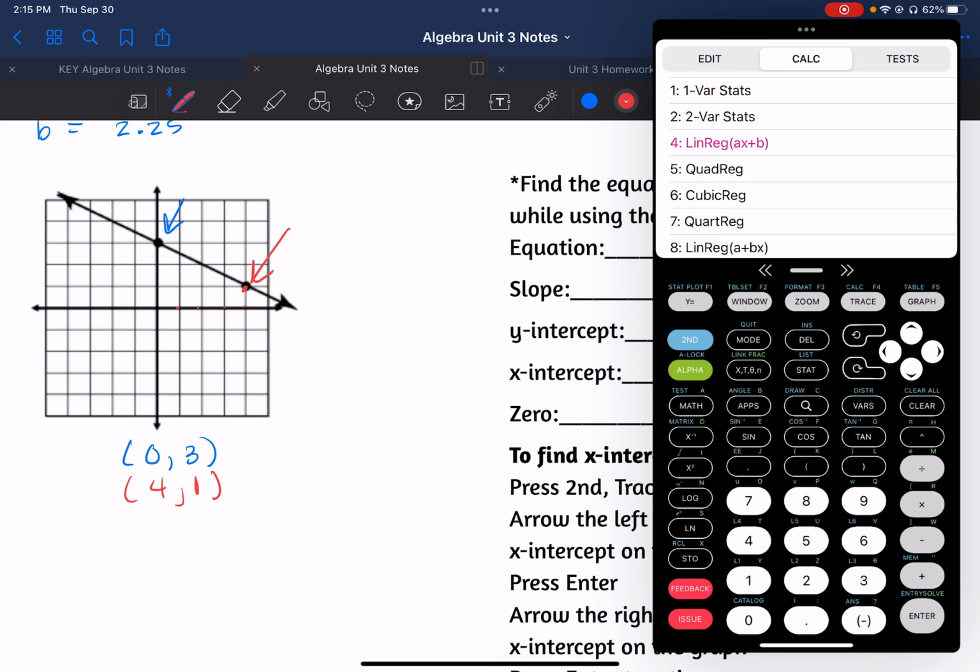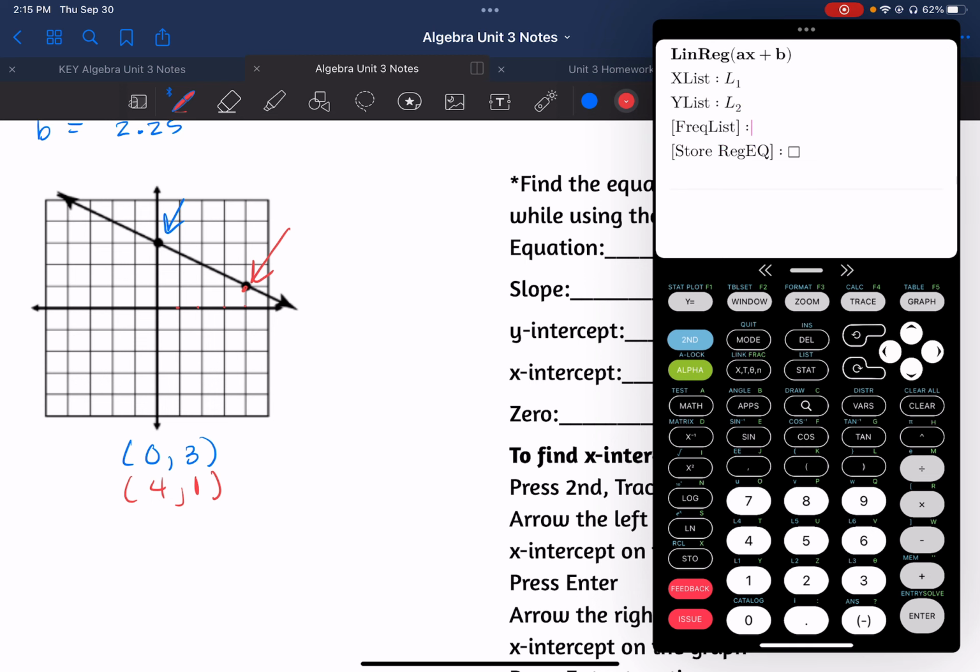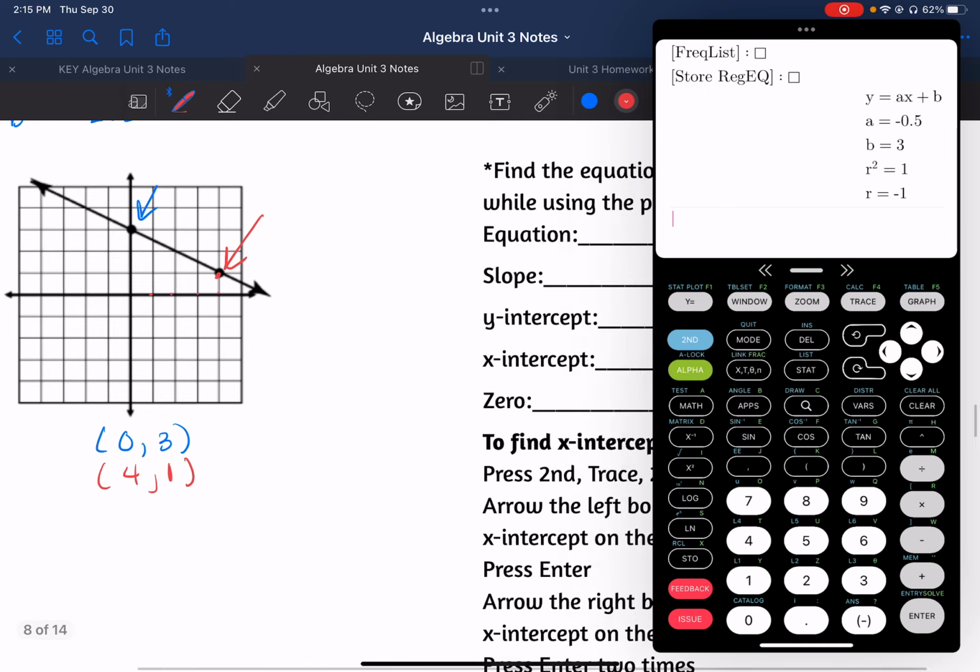go down to linear regression. Remember, mine's going to mess up. I have to type it in twice. See, it does that. So dumb. Go down. All right, this is the screen you should be seeing, but you need to scroll down to calculate. And then once you scroll down to calculate, hit enter. And bam, here's my equation right here.